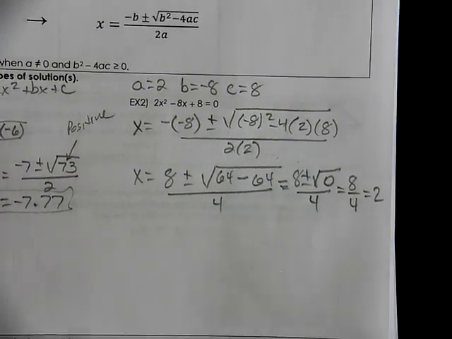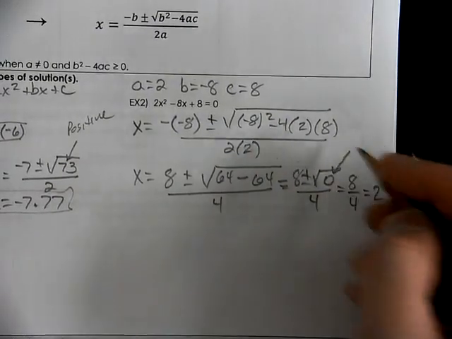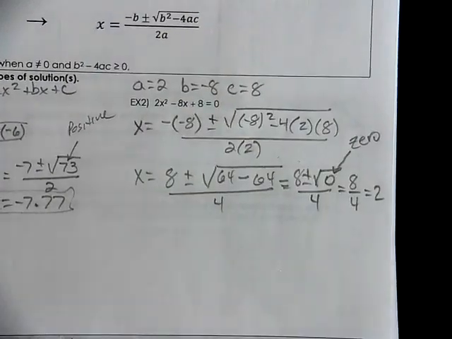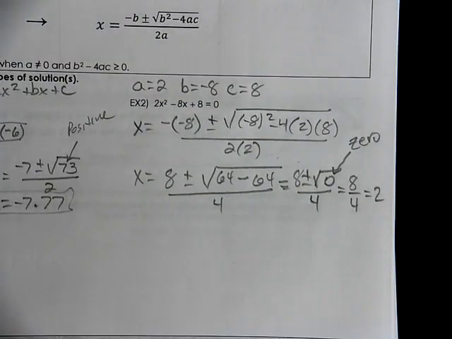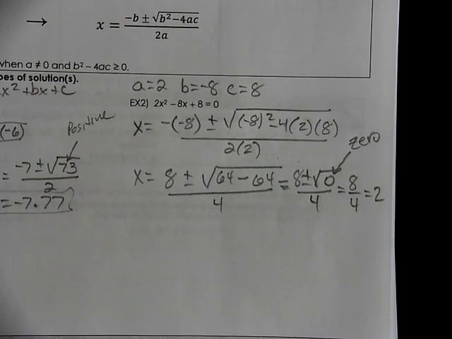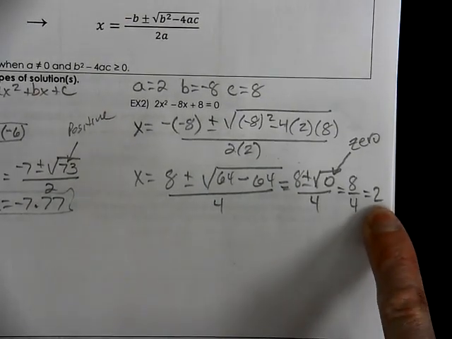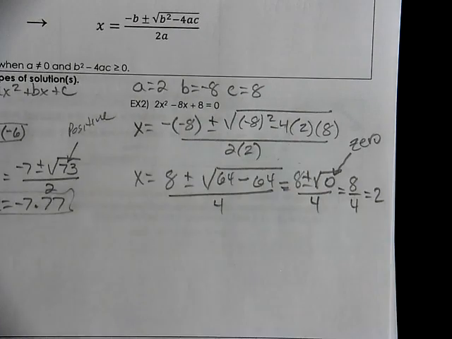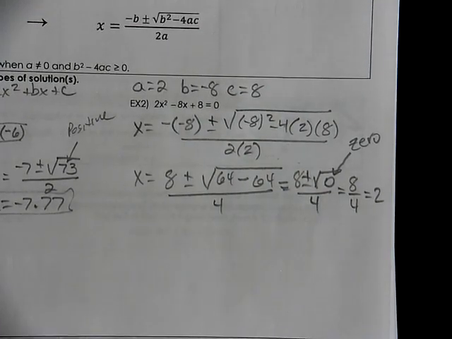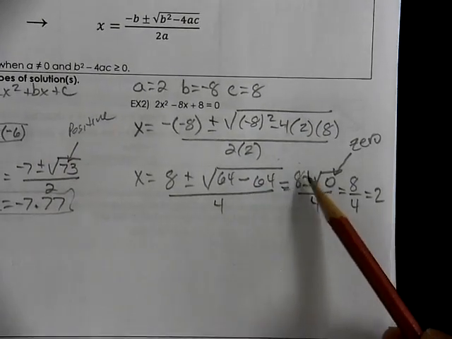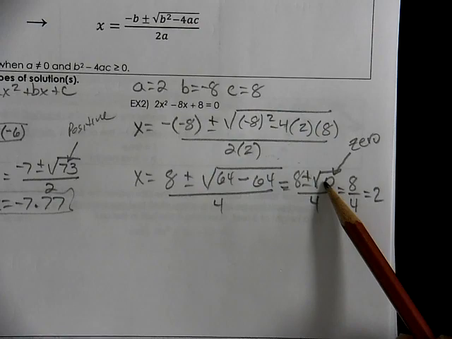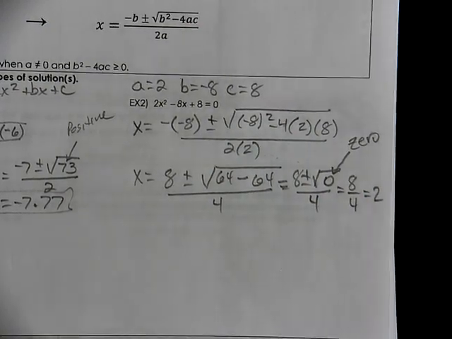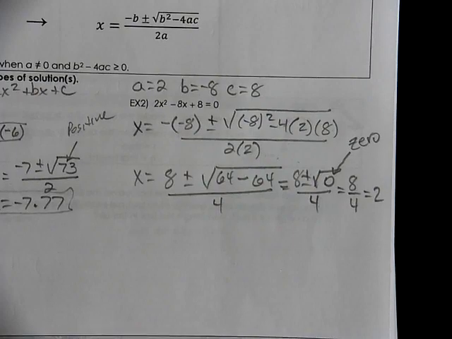Notice the value that's inside the discriminant, or that is the discriminant. Look at the value that's inside the radical. It's 0. What happened when we had 0? You only got one answer. Why do you get one answer when the value inside the radical is 0? 8 plus or minus nothing divided by 4 is just a single number. You only have one solution.